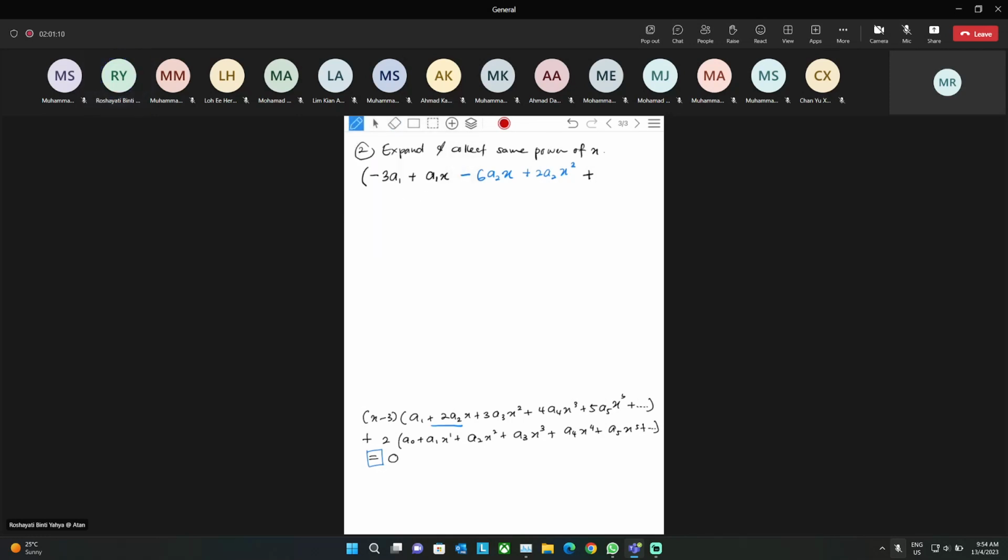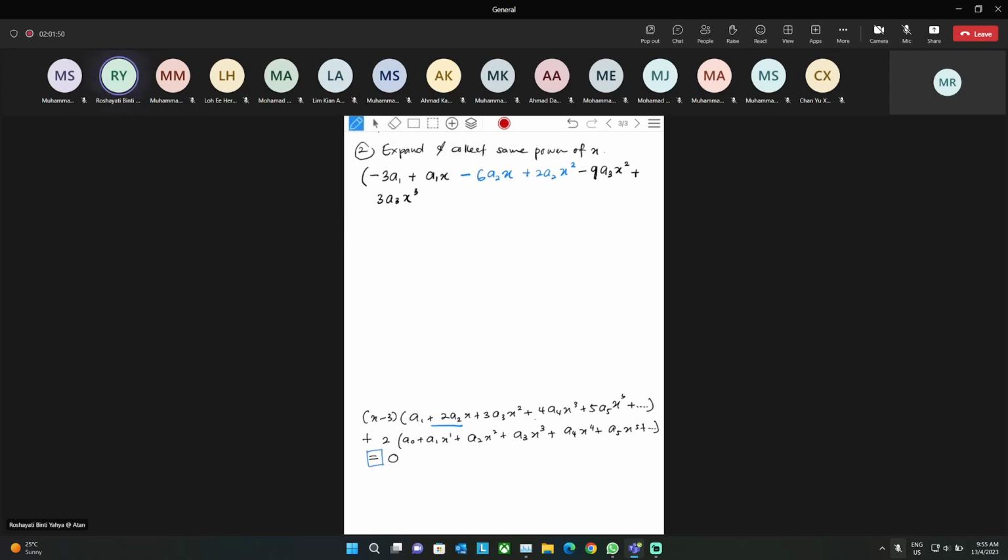Okay, plus we go for 3A3. So 3 times 3, so become negative, right? So negative 9A3 x to the power of 2. Okay, plus 3A3x cube.